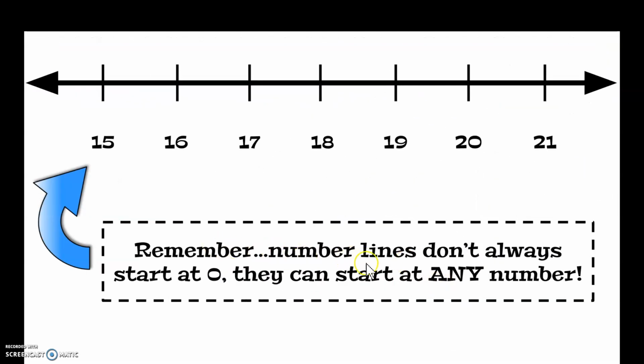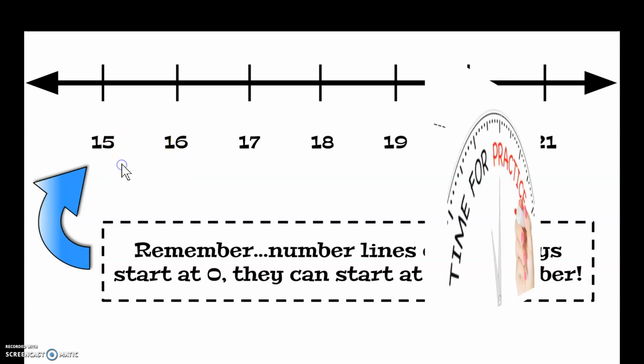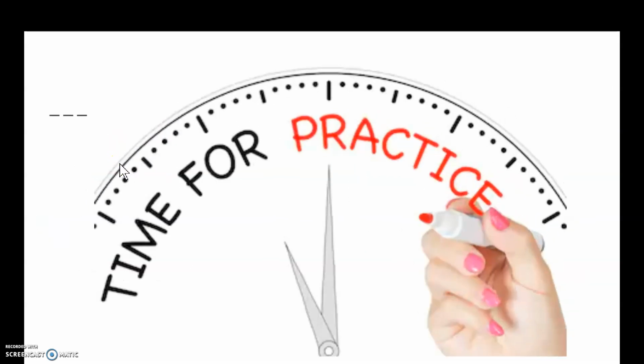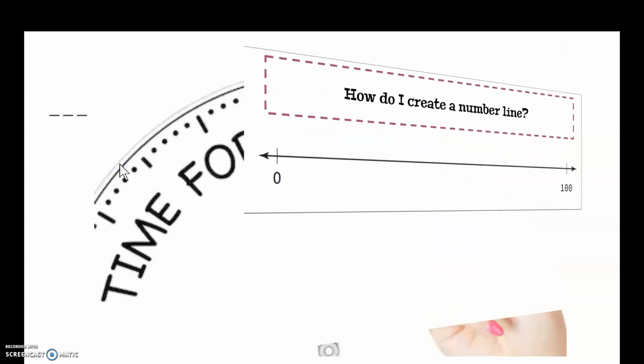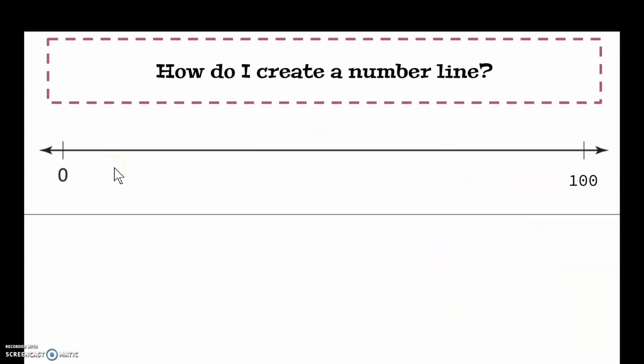Remember, number lines don't always start at 0. They can start at any number. For instance, I went from 15 to 16, 17, 18, 19, 20, 21. But this number line is still counting by 1 because that was only 1 hop. Okay. So right now we're just going to practice a little bit, especially since I did it in your notebook already. How do I create a number line?